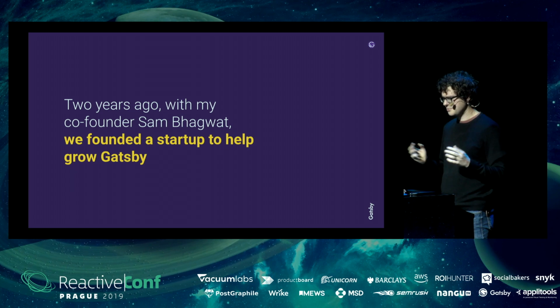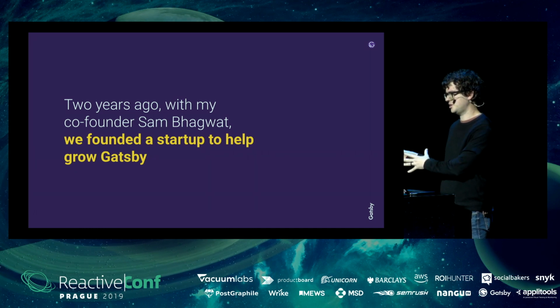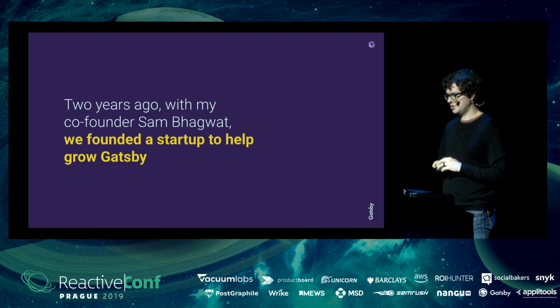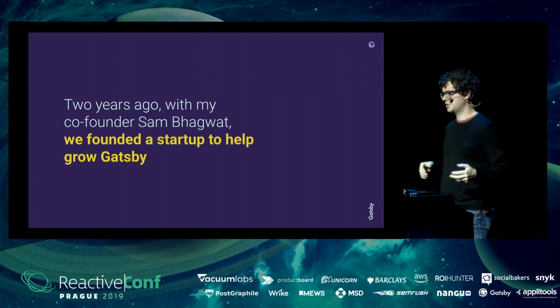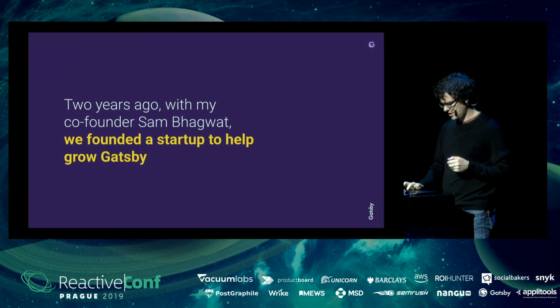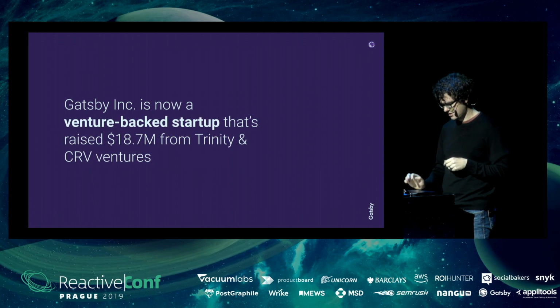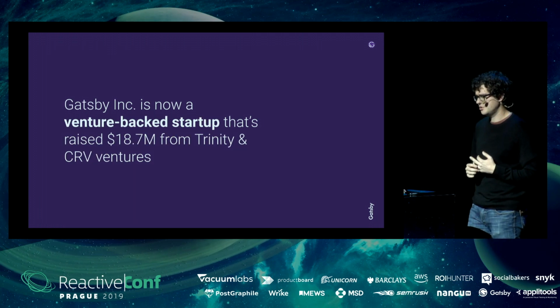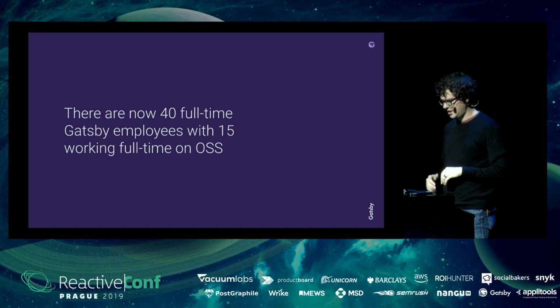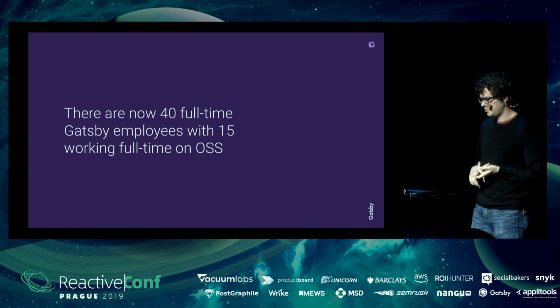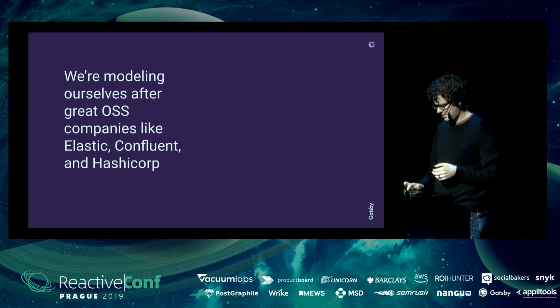So I wanted to make sure that Gatsby had a strong business model behind it, so that both myself and the other people needed to work on the project could have salaries to work on it full time. It wasn't a part-time thing, because I think great open source software requires a lot of dedicated time to make happen. And so my co-founder Sam Bhagwat and I, a couple years ago, founded a startup to help grow Gatsby. And we raised money in order to do that. So far we've raised $18.7 million from a few different VC firms. And there are now 40 full-time Gatsby employees, with 15 of those working full-time on OSS.